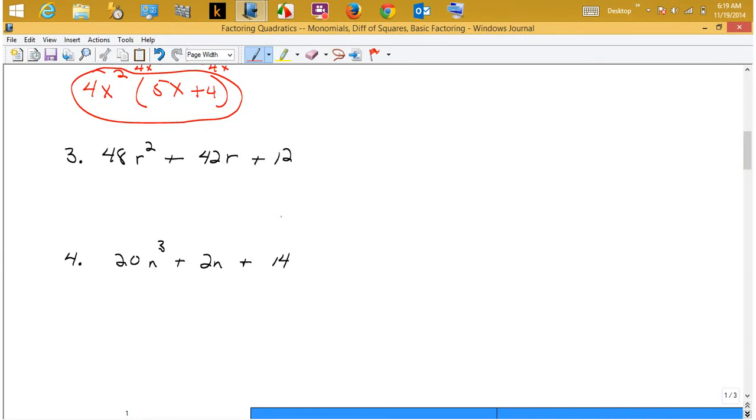Okay, looking at the next one, let's see what we can pull out of here. 48, and I have a 12. And 12 will not divide into 42, so it looks like maybe a 6. So if I pull a 6 out, that would give me 8r squared. If I pull a 6 out of this term, I would get plus 7r, and 6 out of here, it would be plus 2.